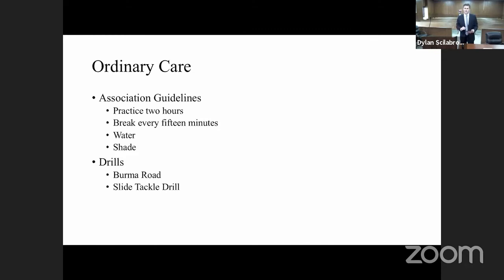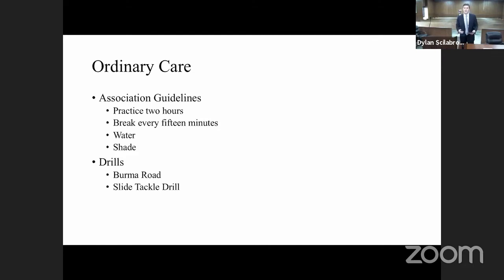Then we will look at the drills. Burma Road. Your Honor, Burma Road is a red herring. Burma Road has been in place for over 35 years. Coach Taylor did not start Burma Road, and we heard no evidence today to suggest that Burma Road had caused harm physically to anyone in the past 35 years.